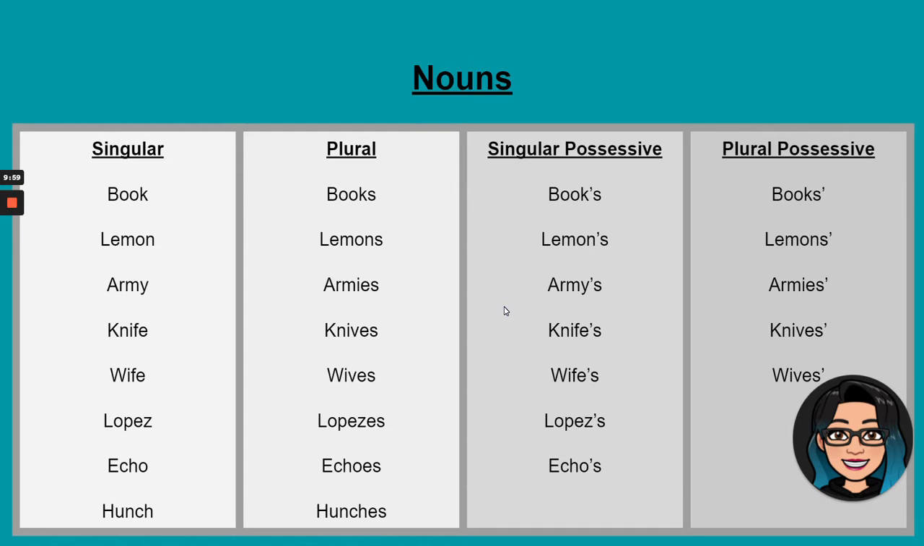So hunch. We have hunch, which is the singular, and then the plural we add ES. Hunches. And that makes it plural. Now that's a word that does not have a possessive form.